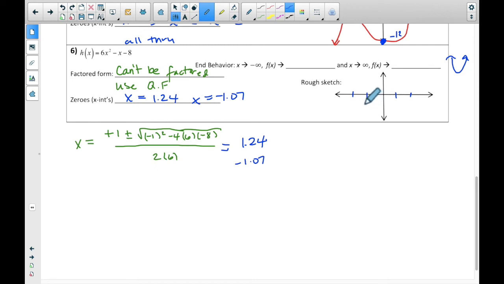We have one at -1.07, so maybe right there. Another one at +1.24, so maybe right there. Both of them are through because there's not any bounces or anything. And then the end behavior looks like this. It's just a basic parabola. It's going to look like this. And once again, our y-intercept was -8. Of course, I couldn't count to -8. My graph isn't long enough, but that's where it technically would be. Okay, so then my end behavior, I need to fill in these blanks, is positive infinity on both.